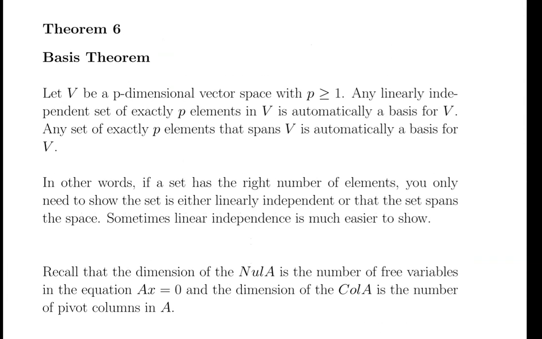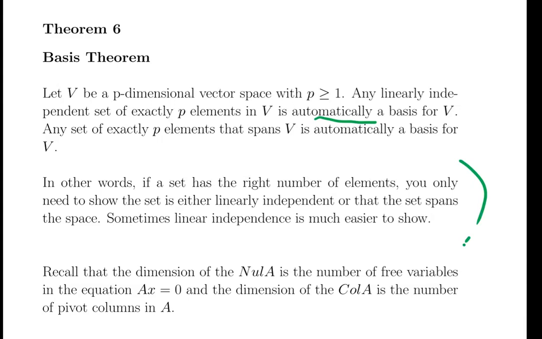And so putting it all together, we get this thing called the basis theorem. V is a p-dimensional vector space, p greater than or equal to 1. Any linearly independent set of exactly p elements is automatically a basis, right? Because it has the right number of elements and it's independent. Any set of exactly p elements that spans V is automatically a basis, right? So in other words, if you have the right number of items, you only need to show the set's linearly independent or that the set spans.